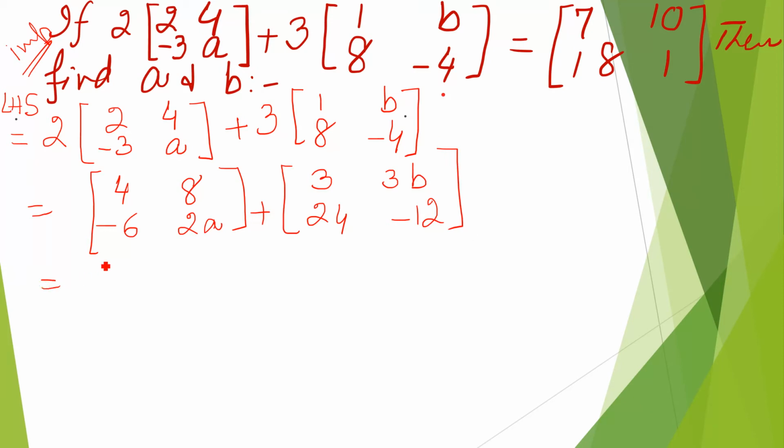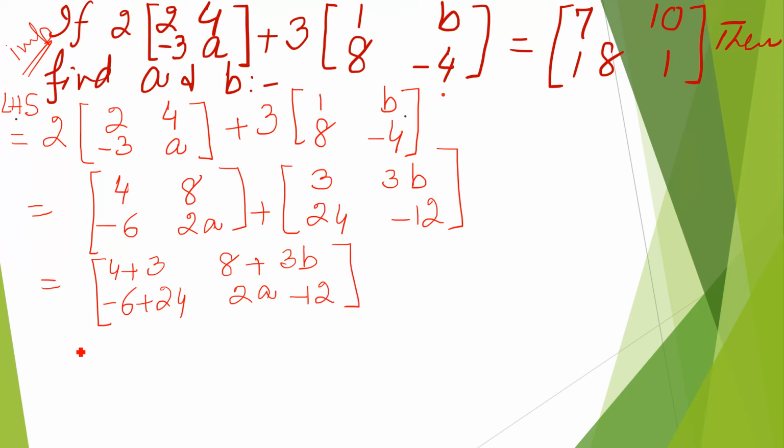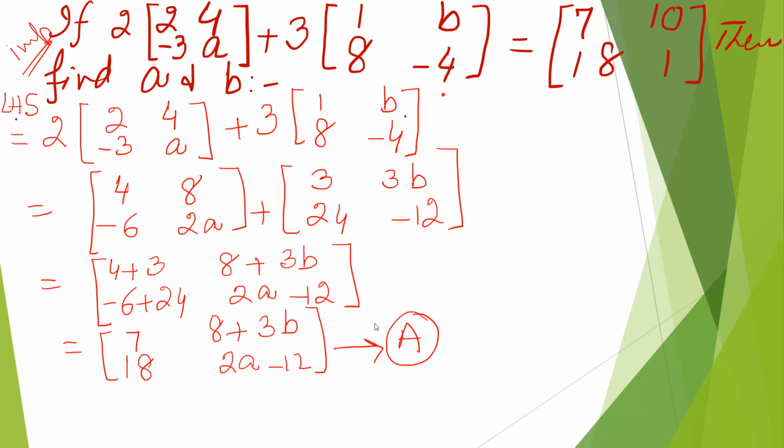Now you have to add, so 4 plus 3, 8 plus 3b, minus 6 plus 24, 2a minus 12. It will be 7, right? And it is 18, and 3b and 2a minus 12 remain the same because we cannot add them. We will say this is A. This is our A matrix, or you can say the result of the left hand side, whatever.